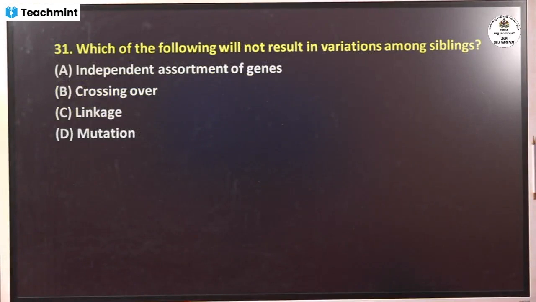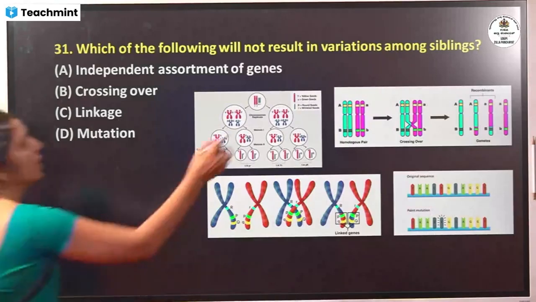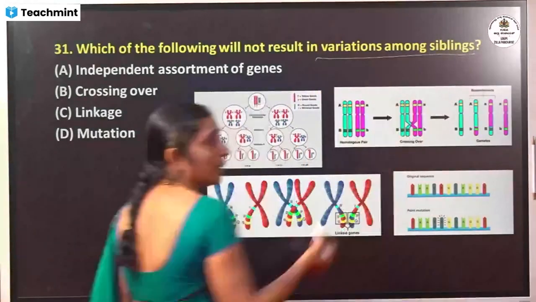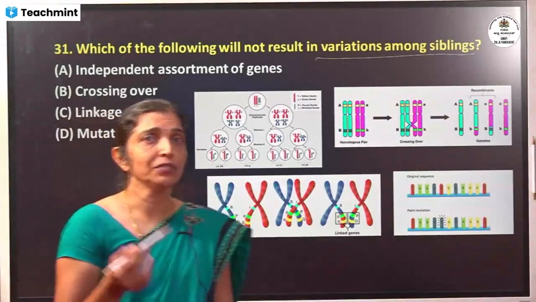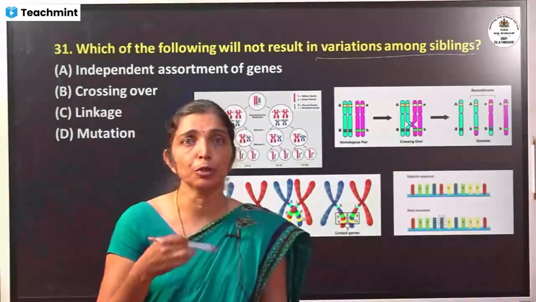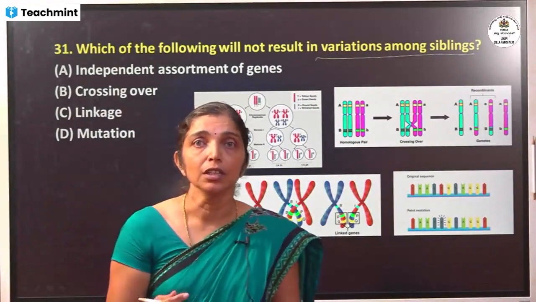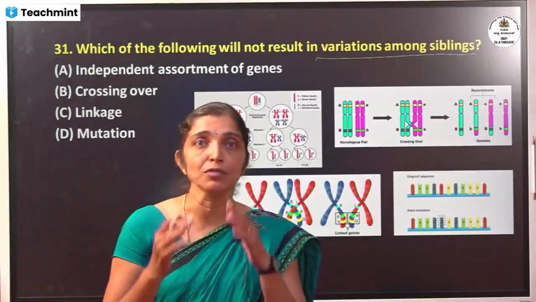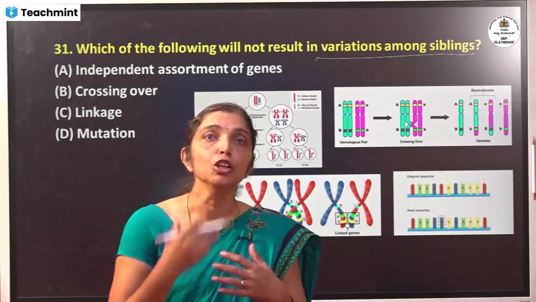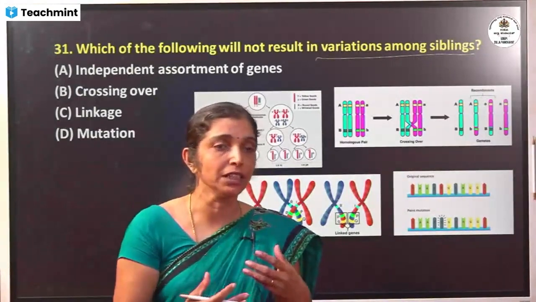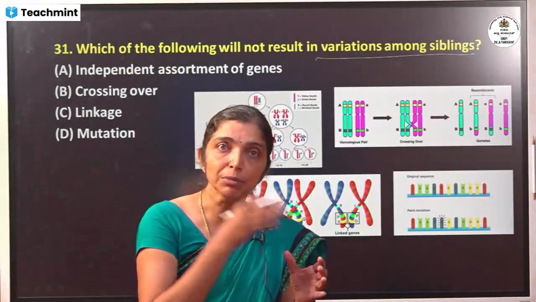Which of the following will not result in variation among siblings? Independent assortment of genes, crossing over, linkage, and mutation. Now, what is asked? Where there are no variations among siblings. Though we belong to the same parents, for example, if you have a brother or a sister, you all belong to the same parent, you have similarities among you, but still you have variations, isn't it? We can identify. You all are siblings, but there is variation.